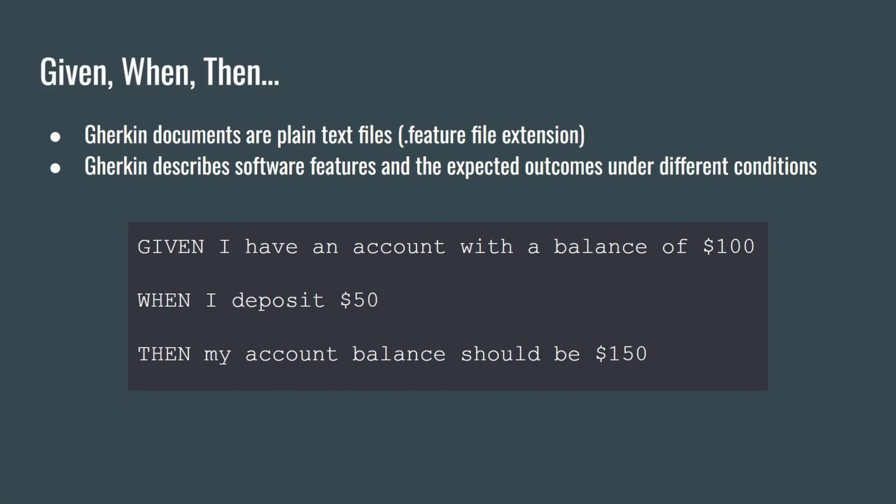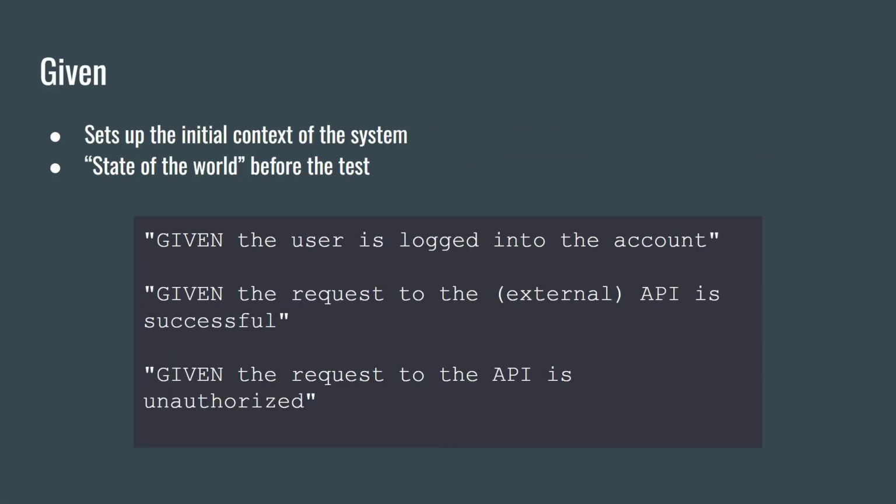So in this scenario I've written here is a small test of maybe an API in a bank. So given I have an account with a balance of $100, when I deposit $50, then my account balance should be $150. That makes sense. The stakeholders can understand it, the developers can understand it, and the developers can actually take this Gherkin and use it for writing tests, and that's what I'm going to show you a little bit later. But first, let's dive into the three different steps.